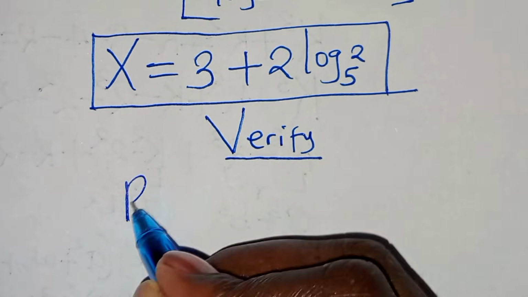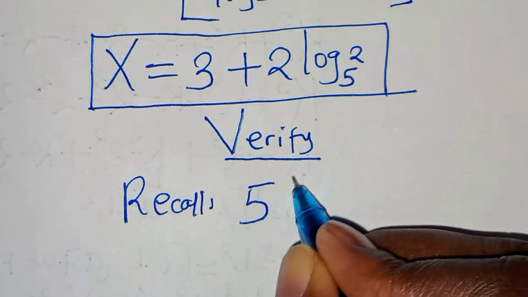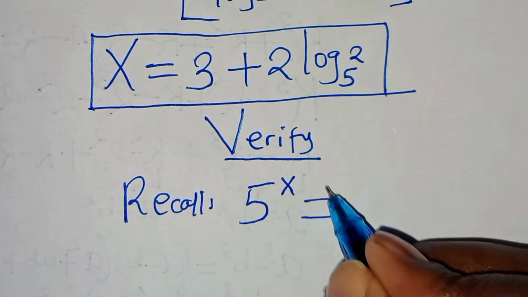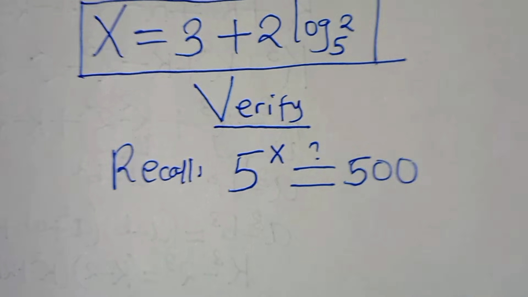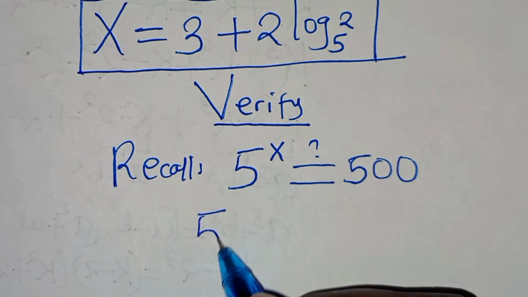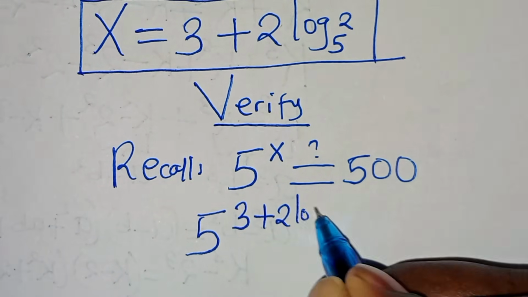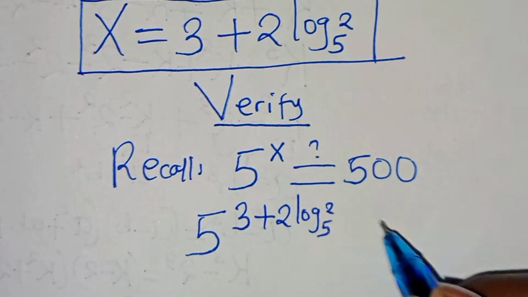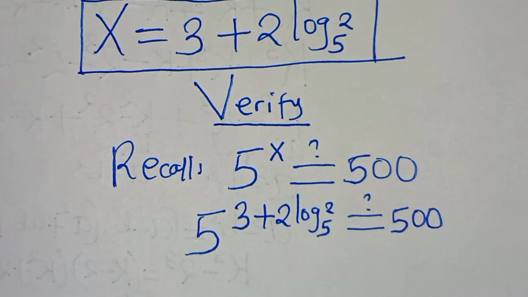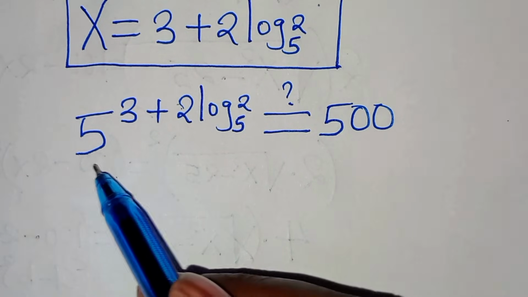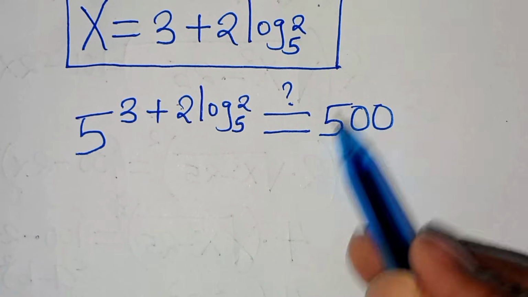So if you recall, we have that 5 to the power of x is supposed to give us a value of 500. So let's substitute the value of x, so that we have 5 to the power of 3 plus 2 log 2 to base 5. This should give us a value of 500.